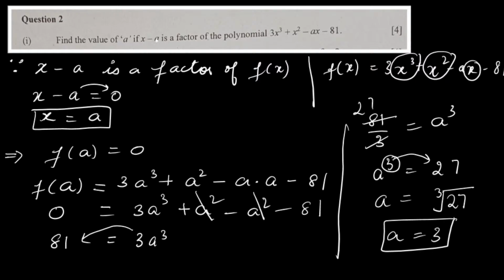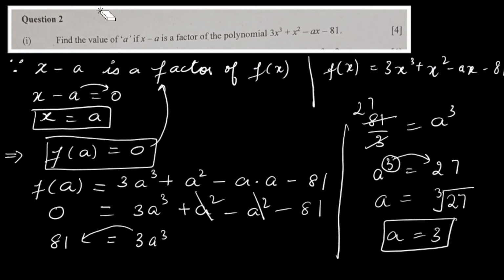The question was simple because x minus a is a factor. If x minus a is a factor, we find the value of x from this by writing this equal to 0. So we found the value of x equals a. Now since this is a factor, f of a will be 0. So in the given polynomial, we substituted the value of x as a and wrote it equal to 0, then we found the value of a. Let's do the next question now.